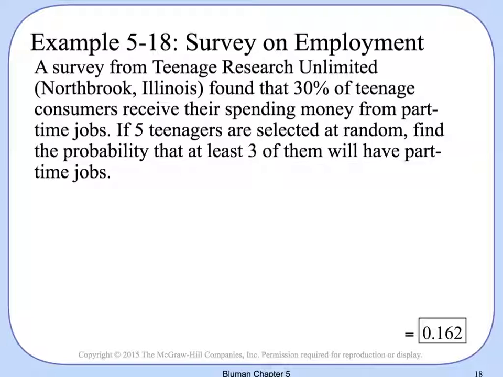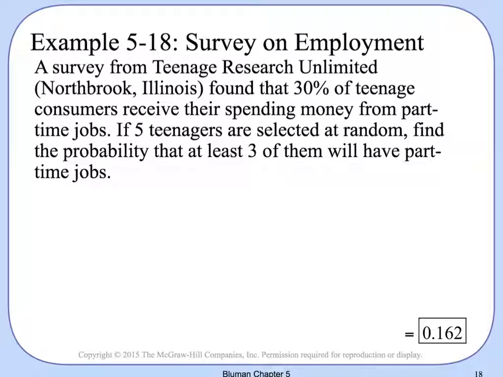But we found that 30% of teenage customers receive their spending money from part-time jobs. So right there, the probability that they get their spending money from a part-time job, or that they have a part-time job, is what? 30%, 0.3, right? And then the probability that they don't have a part-time job is 0.7. So this is a success failure. This is a binomial, okay?